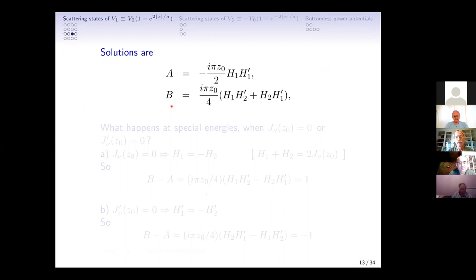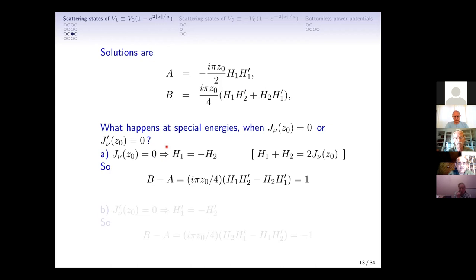Now, something nice happens if you go to these special energies, which Ahmed identified. Those are the energies when J nu of Z0 is equal to zero, or J prime nu is equal to zero. Because of the relation between Hankel functions and Bessel functions, which is here, when J nu is zero, then H1 is equal to minus H2. And so this changes the sign. If you write H2 here and change the sign, and then subtract B minus A, instead of being H1, H2 prime plus H2, H1 prime, it becomes H1, H2 prime minus H2, H1 prime, which is again the Wronskian and is very simple. So on those special energies, there's a very simple relationship between B and A, namely B minus A is equal to one for those states when J nu is equal to zero.